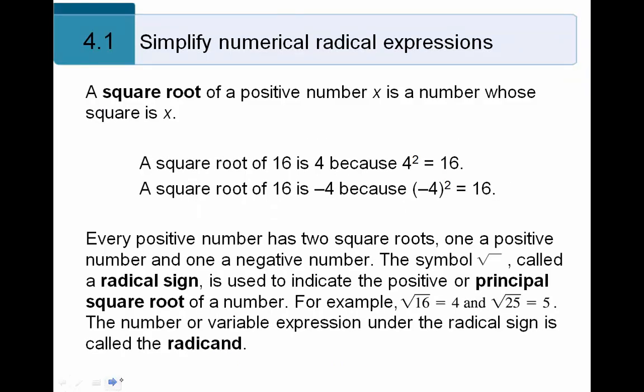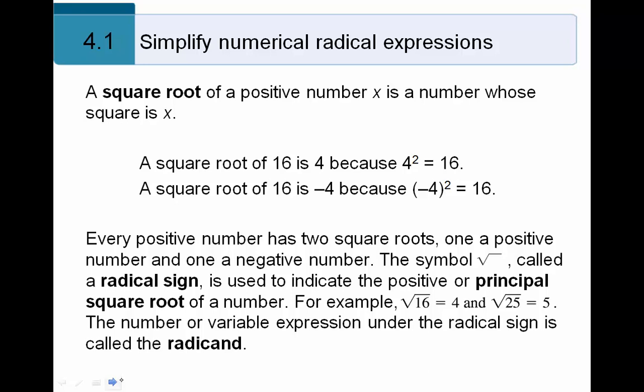A square root of a positive number x is a number whose square is x. A square root of 16 is 4 because 4 squared is 16. A square root of 16 is negative 4 because negative 4 squared is 16. Every positive number has two square roots, one a positive number and one a negative number.